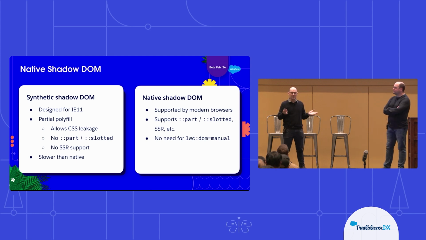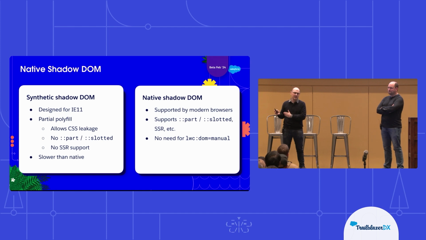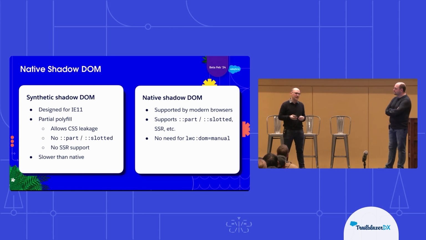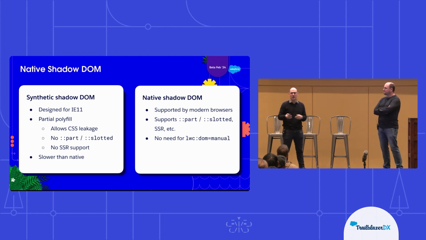As such, it's a partial polyfill, which means that it doesn't perfectly mimic every single thing that the native functionality does. It has a lot of little tiny differences. One big difference, for example, is that the synthetic version allows for CSS leakage. So any global CSS just naturally leaks into components, which is not the way that standard Shadow DOM works in browsers. Additionally, it's missing a lot of features, notably features in CSS, such as part and slotted.